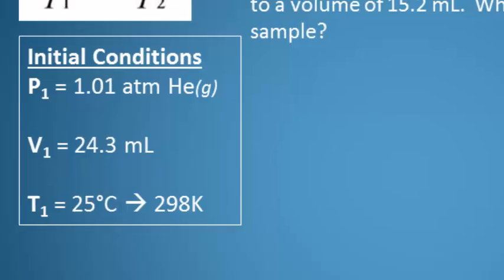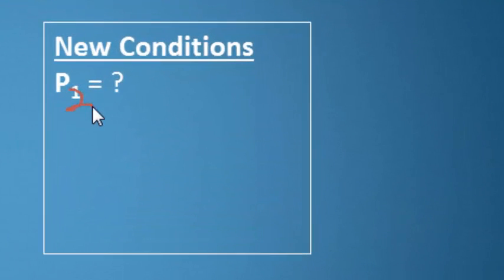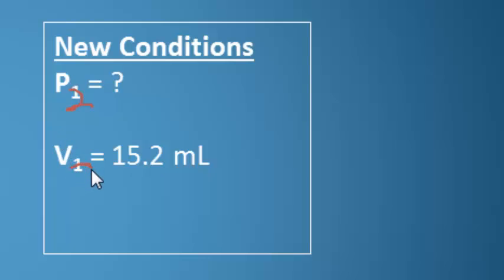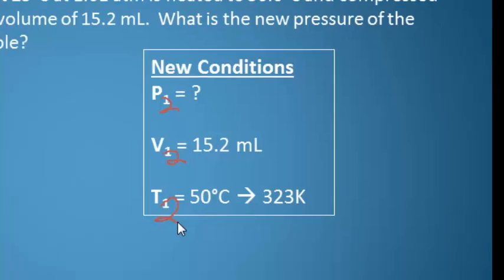Now next we want to change it to our second set of conditions, so we'll just call these our new conditions. I believe when I typed this up, I put P1, V1, and T1, and we're going to change all these to 2 so we don't confuse ourselves. So our second pressure, P2, is going to be what we're looking for, because the question asks what is the pressure of the sample, so that's our unknown. Our second volume is 15.2 milliliters. And then finally, our new temperature is going to be 323 K, because we just take the 50 degrees Celsius and add that to 273.